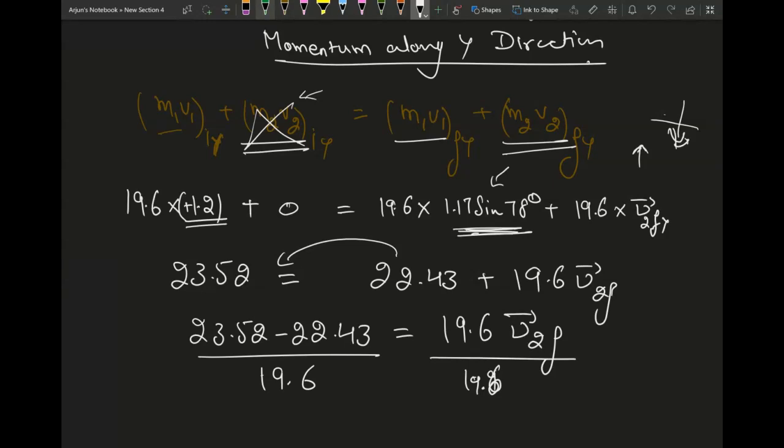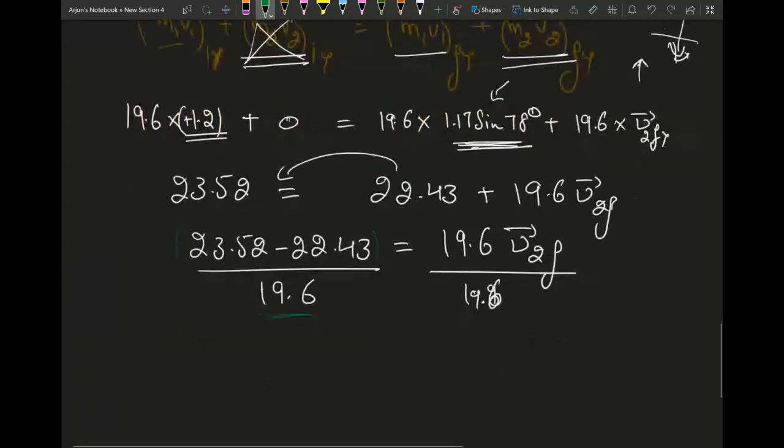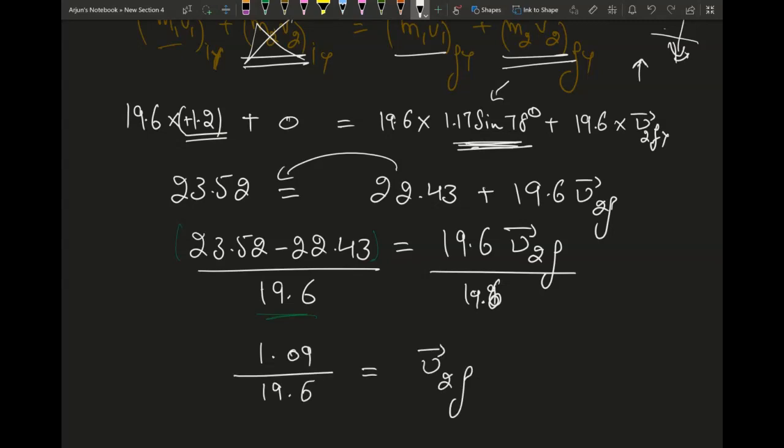19.6. Again, when you are doing the math, make sure you subtract these two items first, then divide it by this number. Otherwise, your answer will be wrong. So if I do the math here, that will be 23.52 minus 22.43, which is 1.09 divided by 19.6 equal to V2 final.